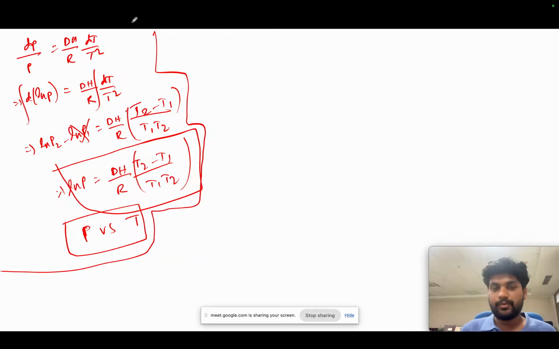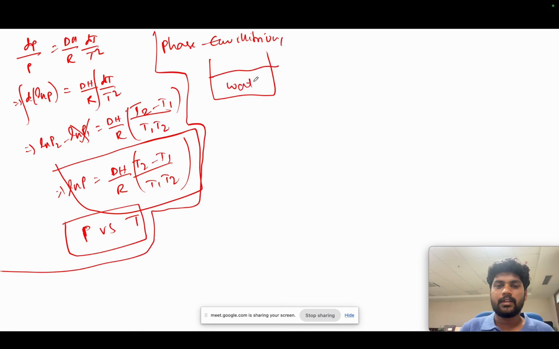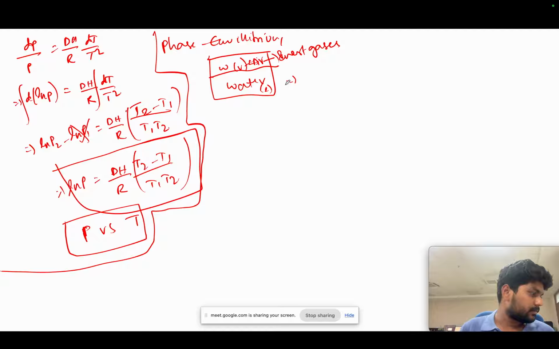If you see the phase equilibria, I am talking about only a one component system. Suppose you have water. What you assume is that it is on the coexistence curve, so you have water in liquid form and water in vapor form. What if we have air here, which means another inert gas? How does the equation change?